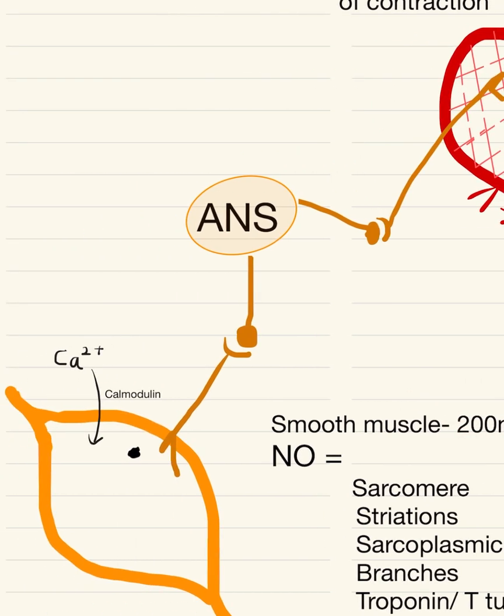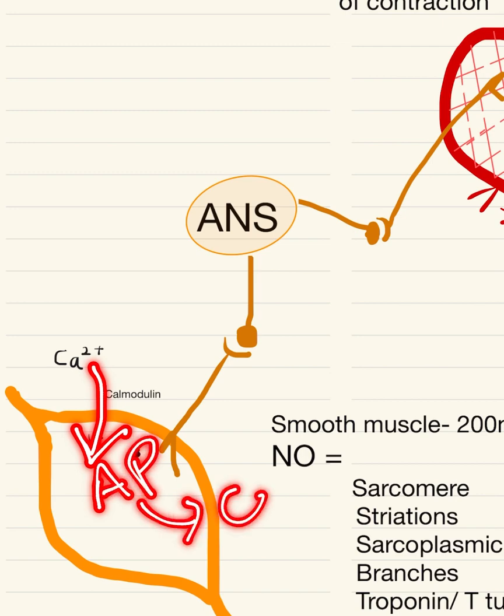There is a special feature in smooth muscle, that is calmodulin, which is a calcium modulating protein which helps the calcium to enter inside the cell, which creates an action potential through which contraction of the smooth muscle happens.